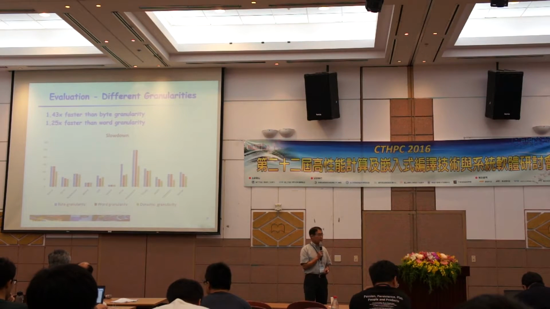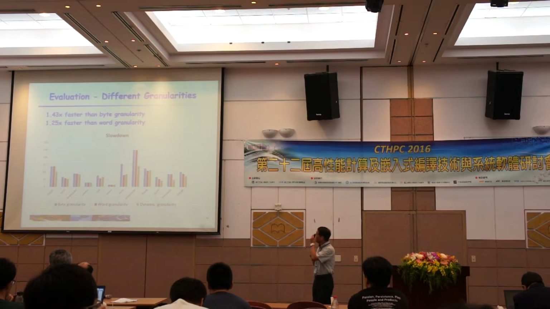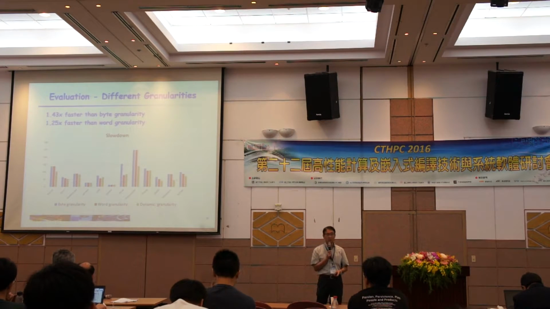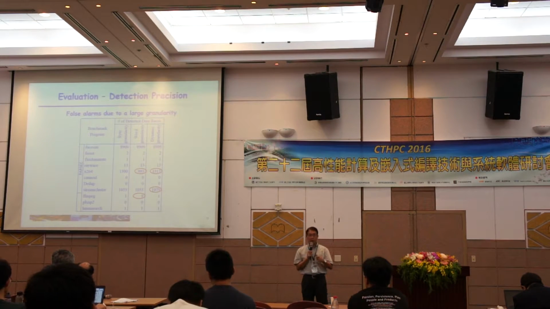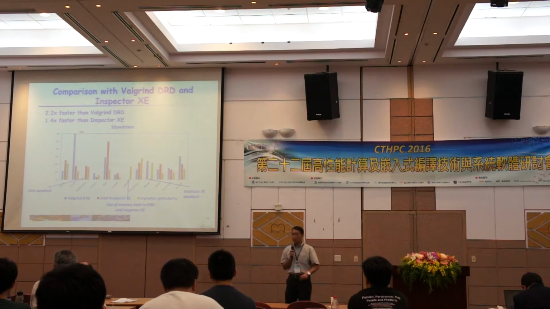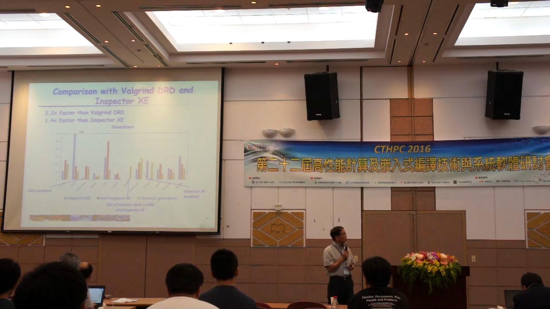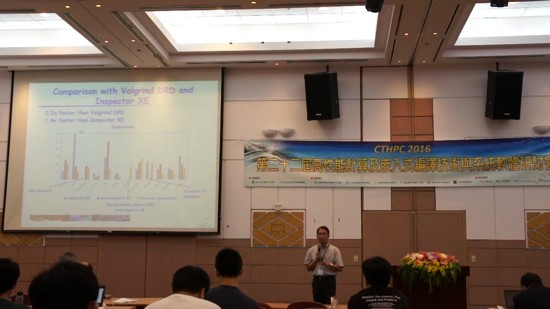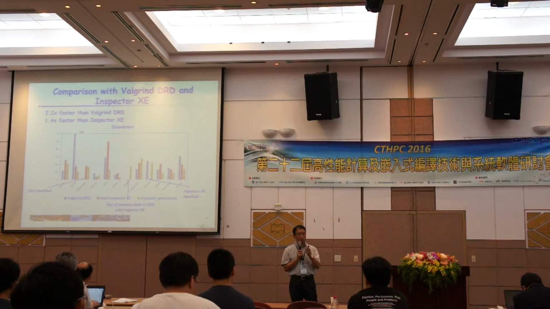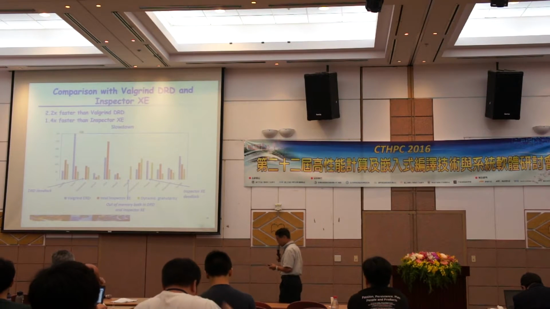So we make the comparison on a bunch of benchmark programs. The most important thing is we can make things better: 1.43 times faster than the byte granularity, 1.25 times faster than word granularity. And because you change the granularity, you may create false alarms. Okay? So there's a potential problem of false alarms. But on the other hand, if we compare with the Intel Inspector and V-Grain tools, we are 2.2 times faster than V-Grain and 1.4 times faster than Inspector. So by using the dynamic granularity, increasing the detection granularity and reducing the number of vectors, we can improve the performance.